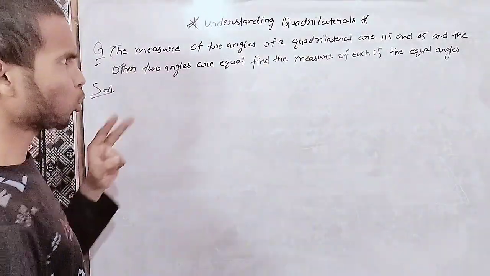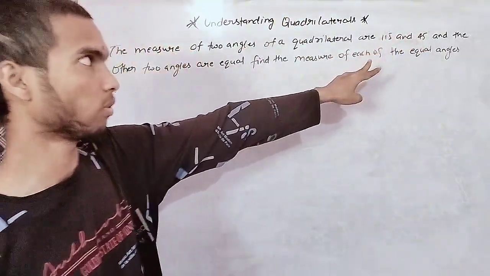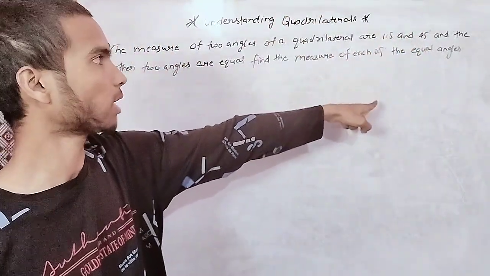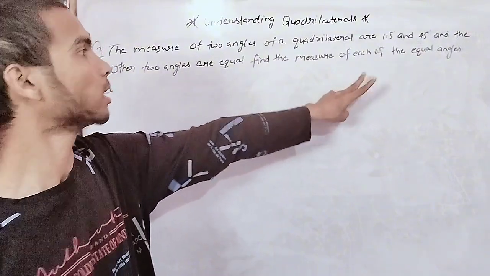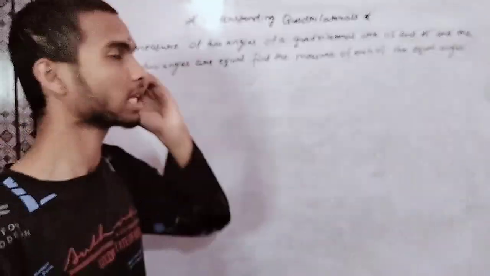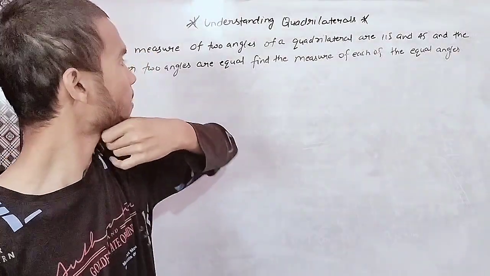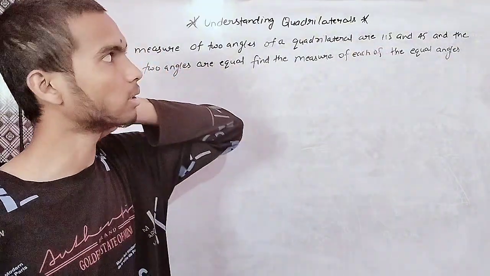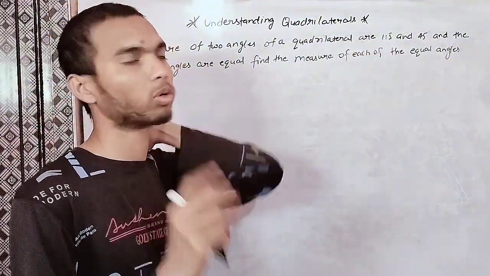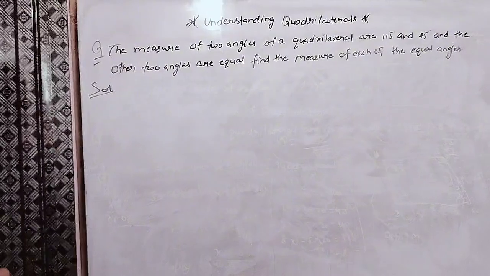The measures of two angles of a quadrilateral are 150 and 45. We have the values of two angles of a quadrilateral, and the other two angles are equal. So we have 150 once and the equal angle two times. Find the measure of each of the equal angles. What is it saying?